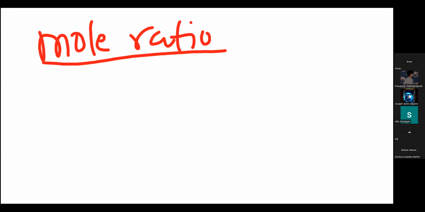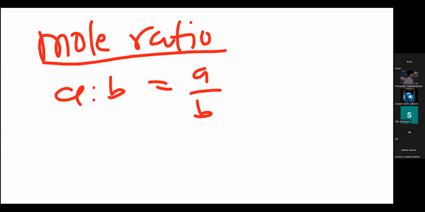Now, when do we use mole ratio? As the statement says, it's a ratio. You know, ratio is in the form A is to B, and A is to B is a fraction, A over B. So you should be able to set up your ratio very well.